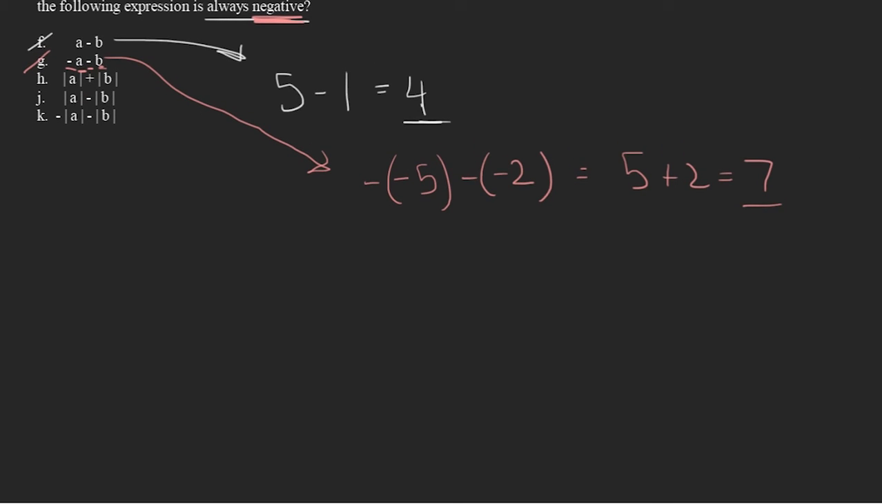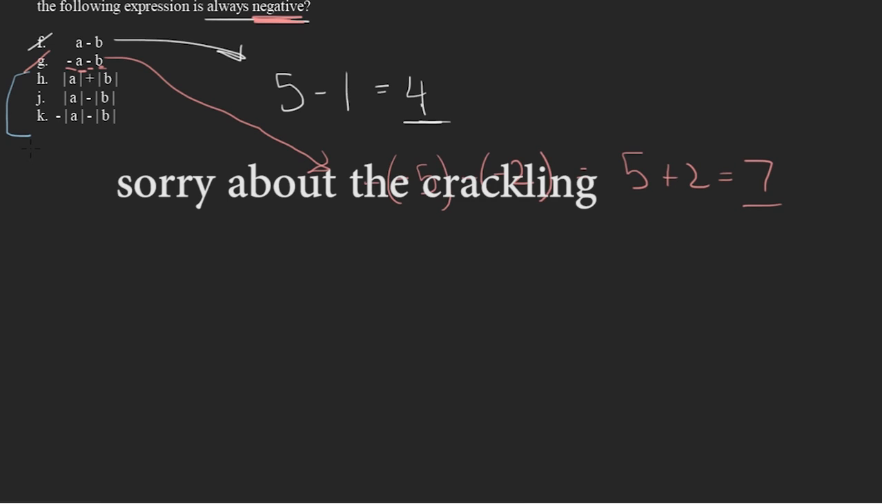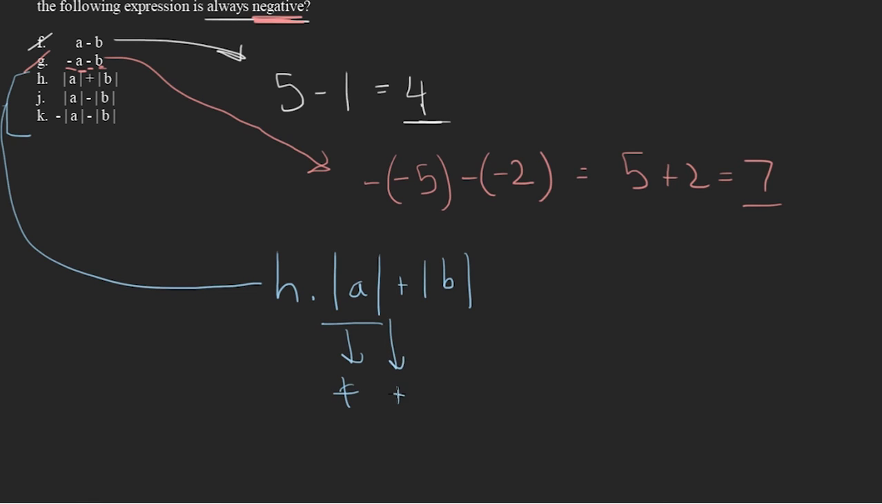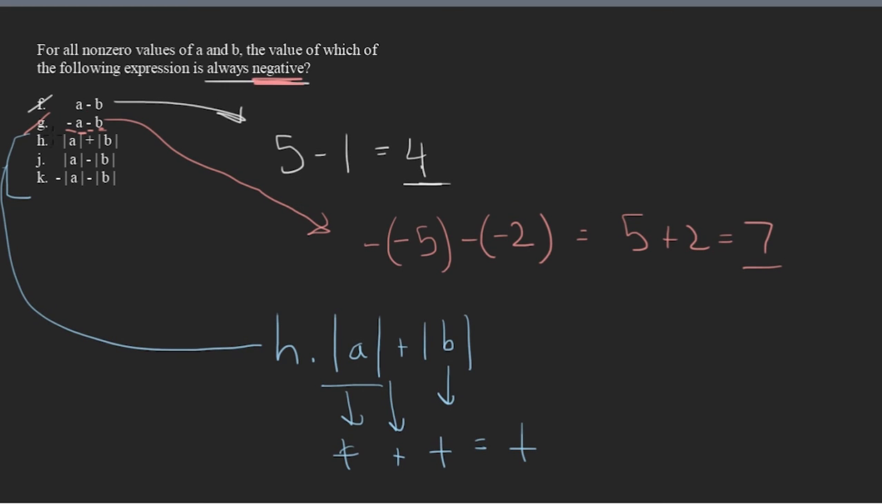Some of you smart cookies out there immediately jump to H, J, and K because they're the answers with absolute values on them. Yeah, this is the absolute value video, so you got me there. Let's look at each of these though. H says the absolute value of A plus the absolute value of B. Let's think about that. Absolute value of A is always going to be positive. You're adding that to something that's always going to be positive. You're always going to get something positive. Let's go ahead and eliminate H.